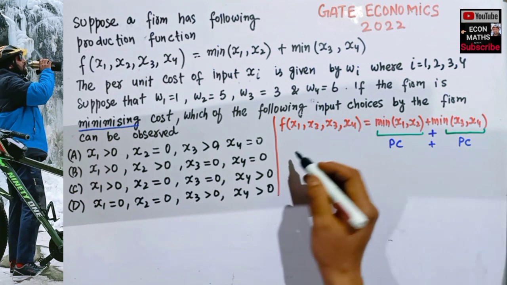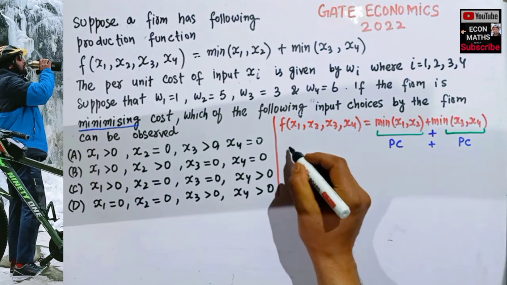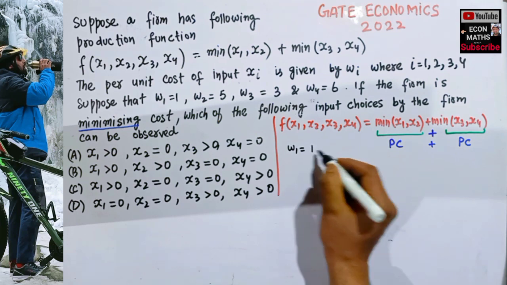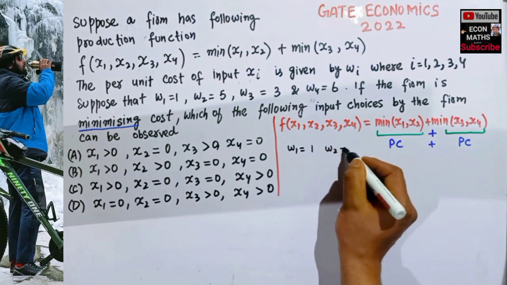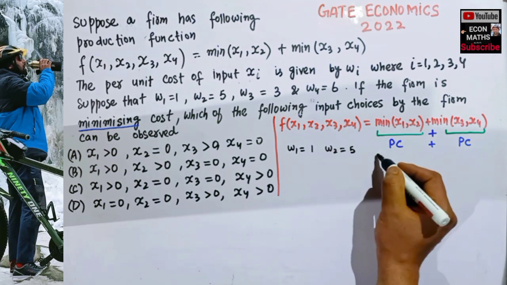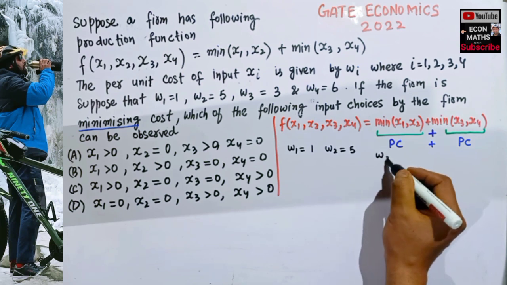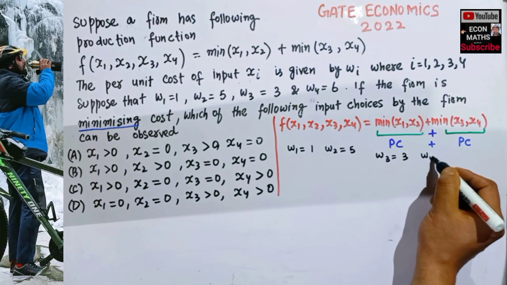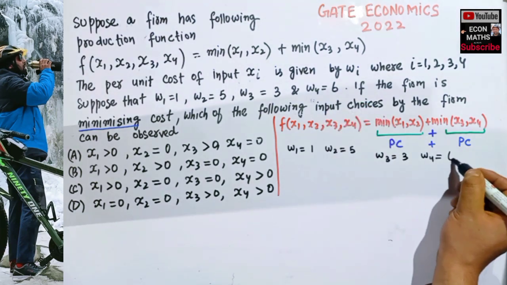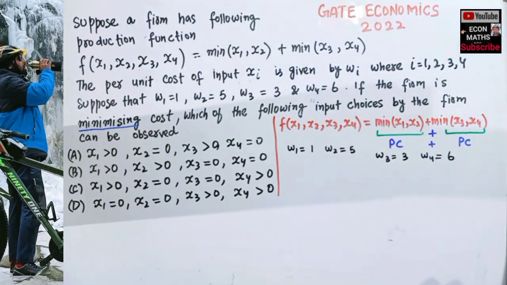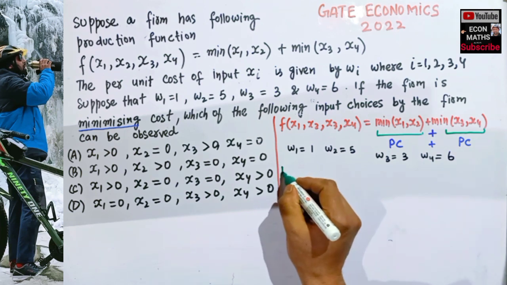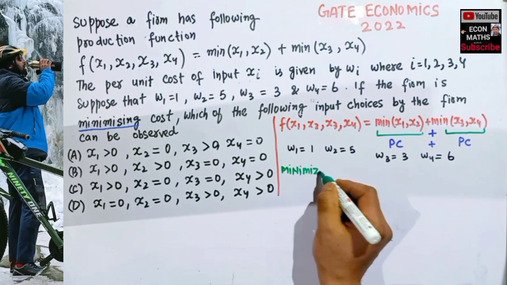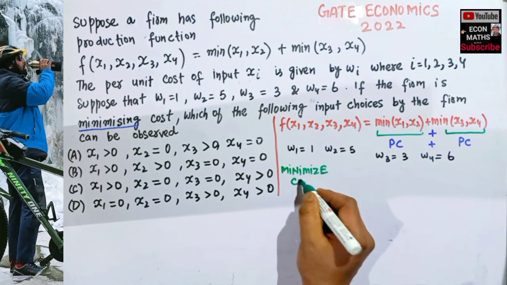Now we are also told the input cost of good x1 is 1. The input cost of good x2 is 5. The input cost of good x3 is 3, and the input cost of good x4 is 6. Our goal is to minimize cost.